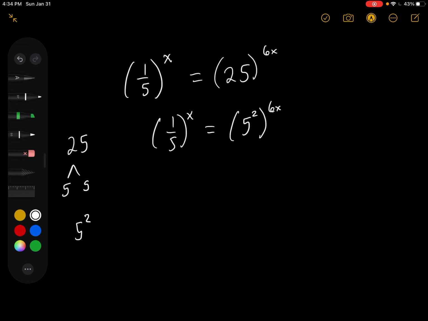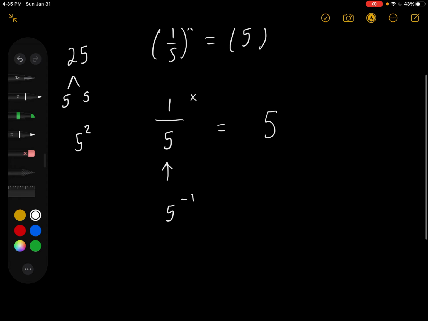Well, two wrongs don't make a right, but two negatives do make a positive. So we can use that idea to go through here and actually fix this. So if we take our bottom, our 1 over 5 here, what do we need to do to get this to 5 to the something power? What do we need to do to our base? So we can take our bottom, and we can rearrange this a little bit here. So we can rewrite this as 5 to the negative 1 power.